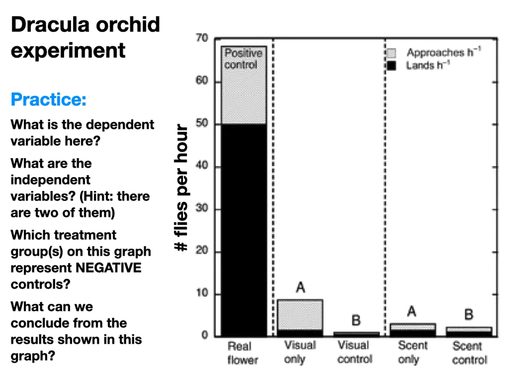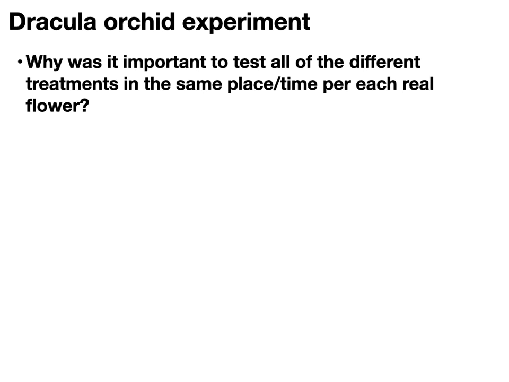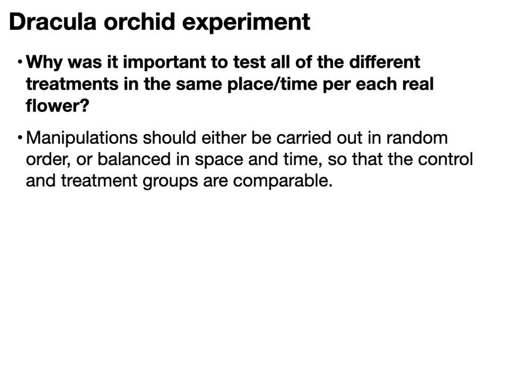And lastly, what can we conclude from the results being shown in this figure? What are the data telling us? Why was it important to test all of the different treatments in the same place or time per each real flower? So the way this experiment worked, on a given trunk of a tree, a real flower was presented alongside a bagged flower and an empty bag.